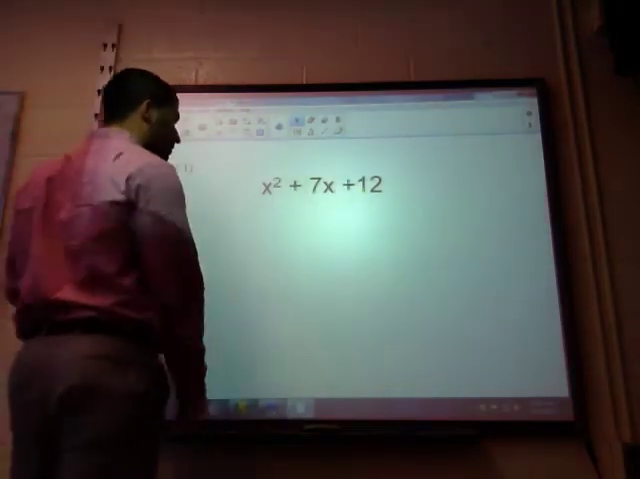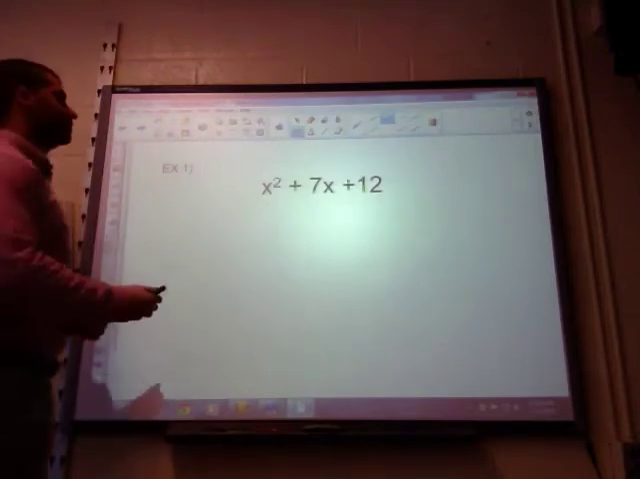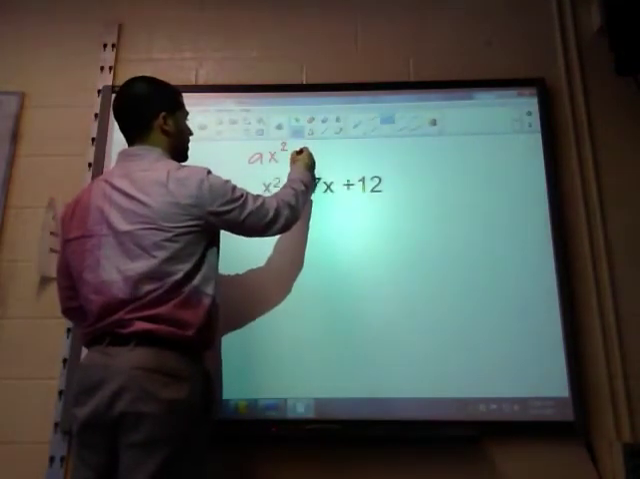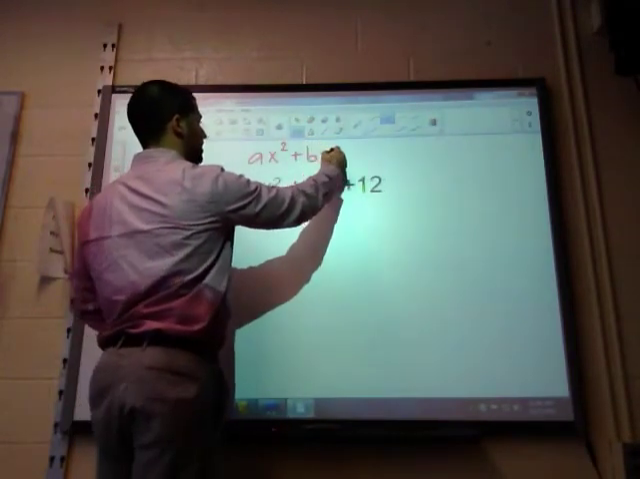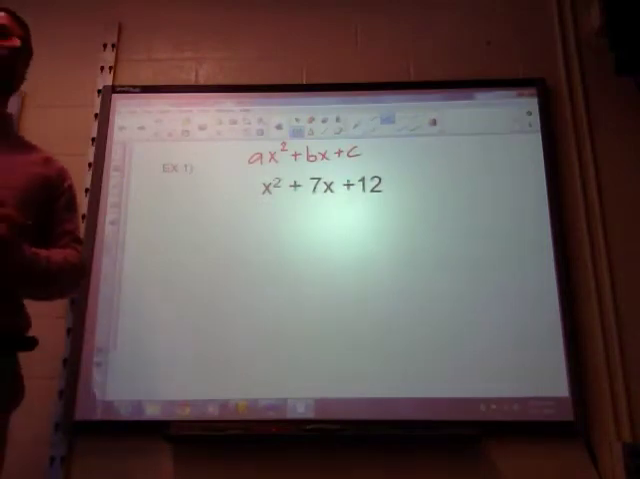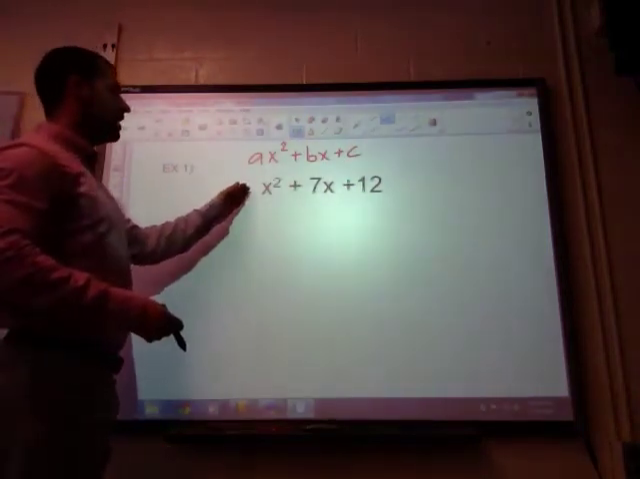Hey guys, today we're going to learn about factoring trinomials. So right now I'm given a trinomial where a equals 1. We're looking at factoring trinomials that are in the form ax squared plus bx plus c. It might not have a ton of context yet, but when we get to quadratics it'll be hugely important. So right now a is 1.